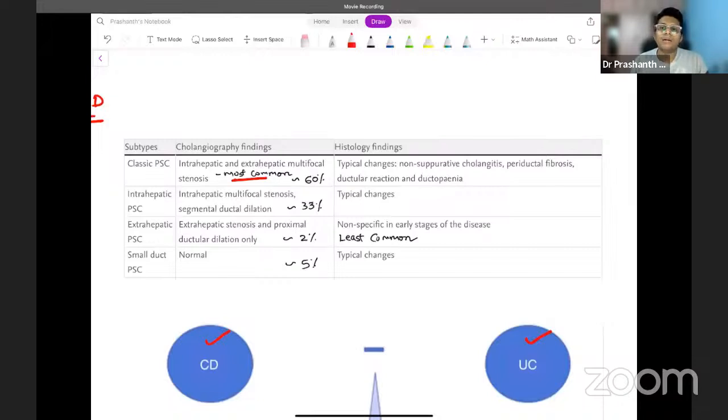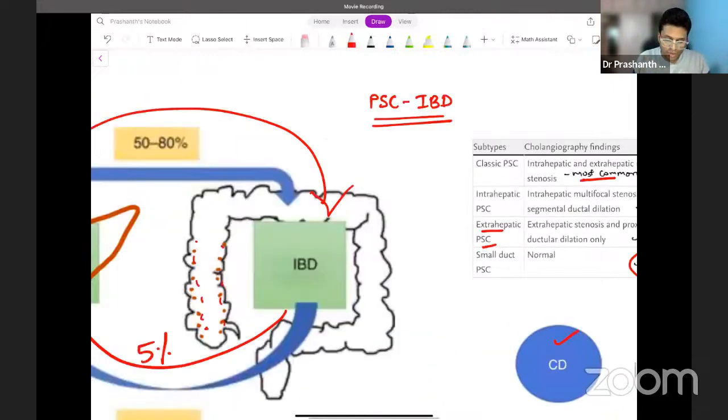What is the least common is actually isolated extrahepatic PSC with only 2%. And small duct PSC has a very good prognosis, and it is approximately 5%. Now, these are the numbers that may be tested with respect to primary sclerosing cholangitis. Okay.